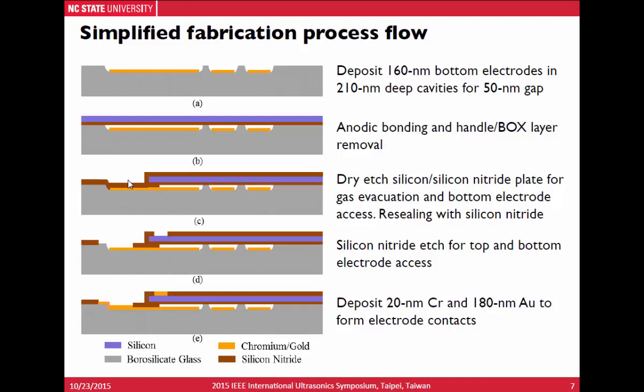After anodic bonding, we observe trapped gas inside of the cavity, which is due to the oxygen generated during the bonding. In order to evacuate the gas and also reach the bottom electrode, we perform the second photolithography to etch the pads. The gas is evacuated at the same time, and the whole wafer is resealed by PECVD silicon nitride. The third photolithography is done in order to etch the silicon nitride on the top and bottom electrode for electrode access. And finally, we deposit 20 nanometers chromium and 180 nanometers gold to form the electrode contact.